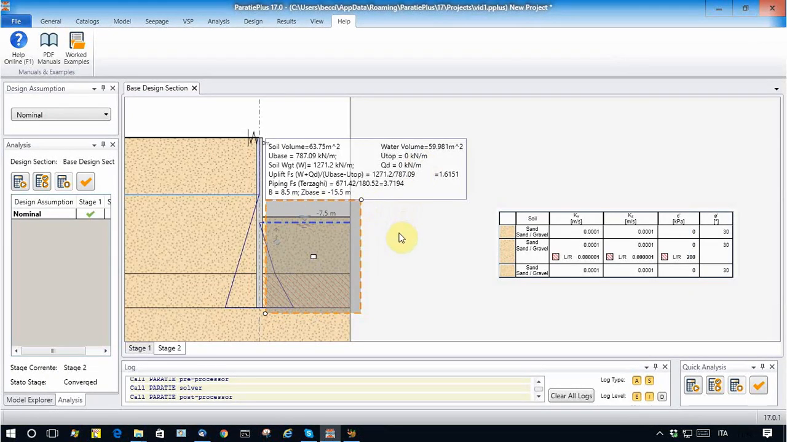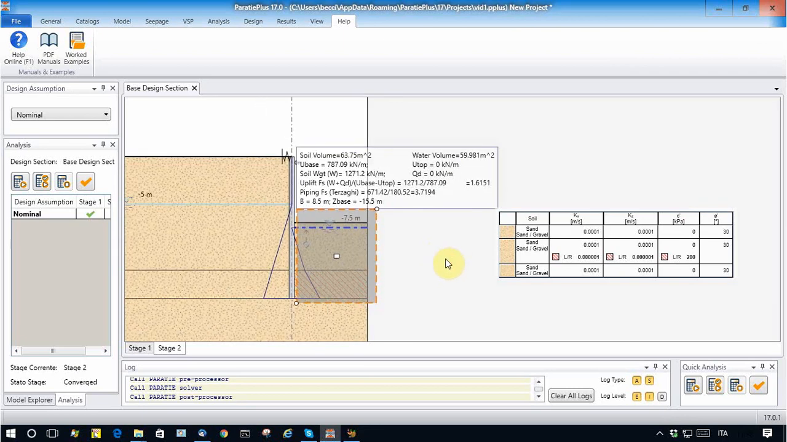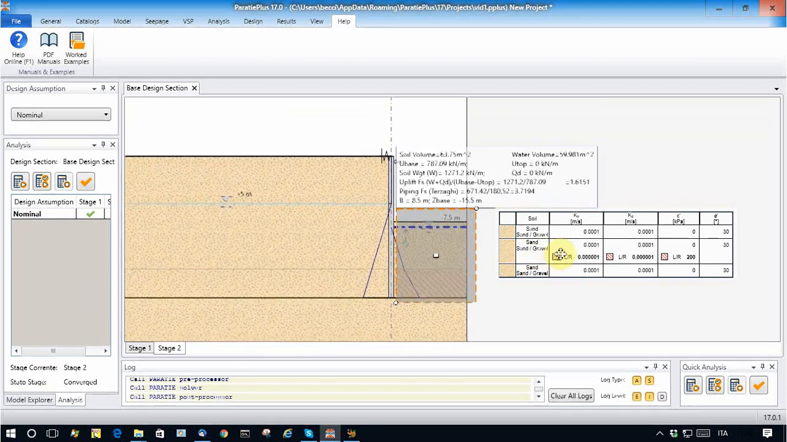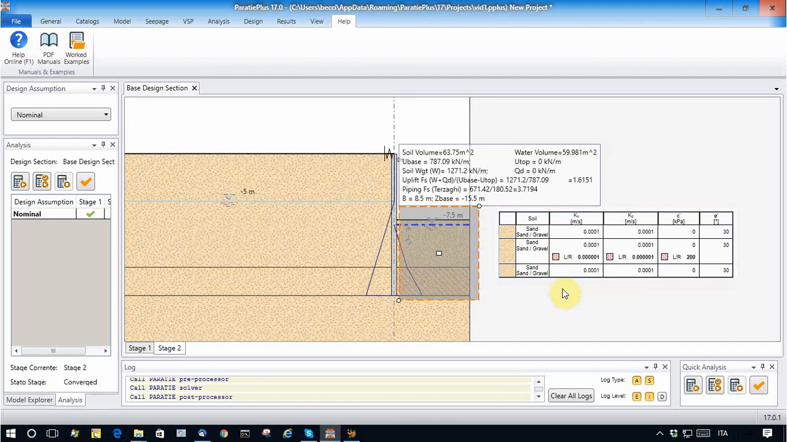So we see that by doing this quite simple calculation, we can have quite an advanced response from Paratie Plus. Of course, engineering skill is still a necessary requirement when doing this analysis. Paratie Plus is a tool to assist the user in doing his calculation and employing his skill.